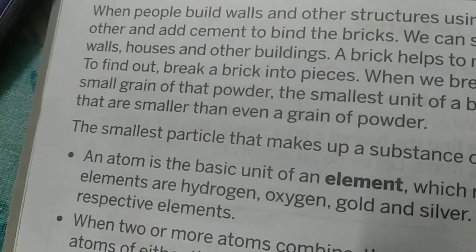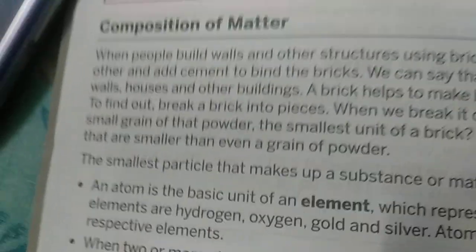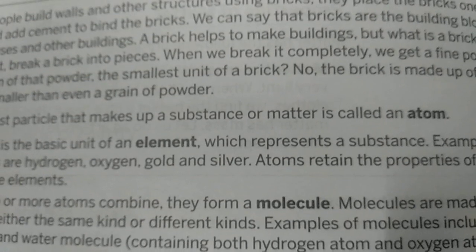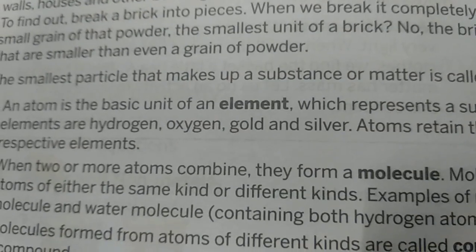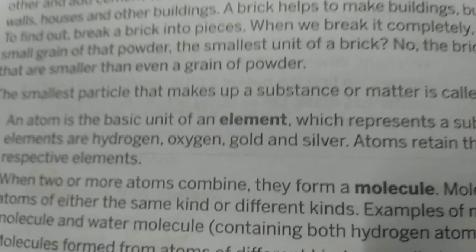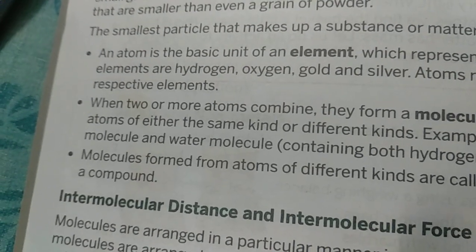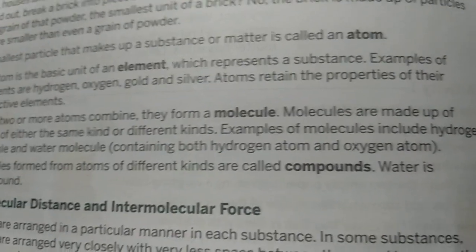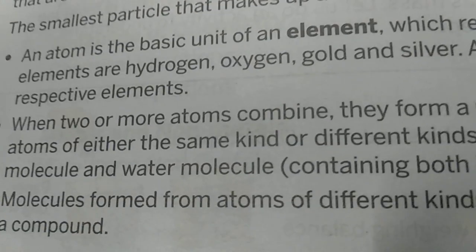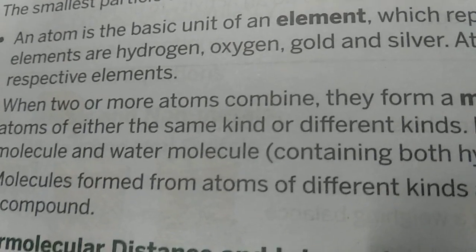Composition of matter. Matter is composed of tiny particles known as atoms. The tiniest particles that make up a substance are known as atoms. That means matter is made up of tiny particles known as atoms. An atom is the basic unit of an element, which represents a substance. Examples: elements of hydrogen, oxygen, gold, etc.